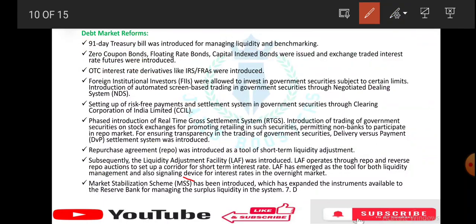Next, MSS, Market Stabilization Scheme, was issued. What is the main purpose? It is available to the RBI for managing surplus liquidity in the system.